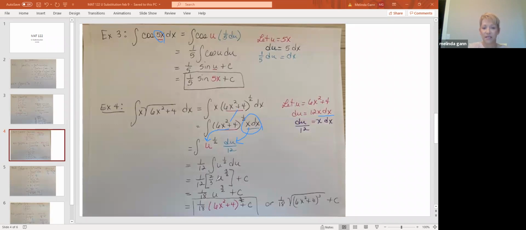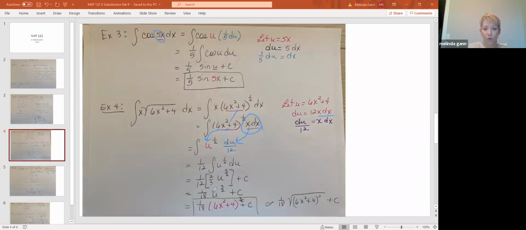Now, what's the same thing as dividing by 3/2? Multiplying by 2/3. So I just clean this up. 2 over 36 will reduce to 1/18. So I've got 1/18 u to the 3/2 plus c. And then your last step is to go back and take that u out and put what it really was to start with.